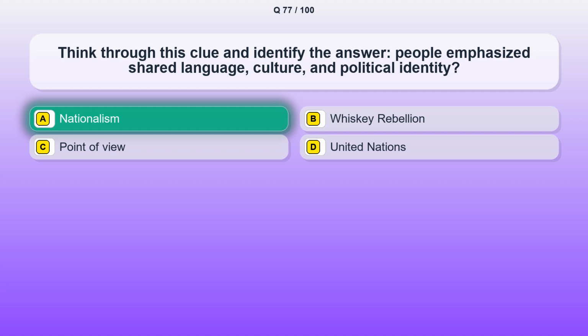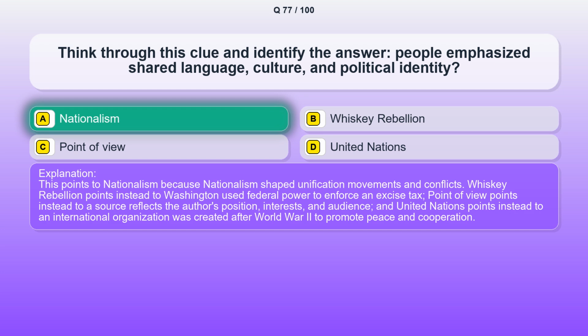The correct answer is option A, nationalism. This points to nationalism because nationalism shaped unification movements and conflicts. Whiskey Rebellion points instead to Washington used federal power to enforce an excise tax. Point of view points instead to a source reflects the author's position, interests, and audience, and United Nations points instead to an international organization was created after World War II to promote peace and cooperation.